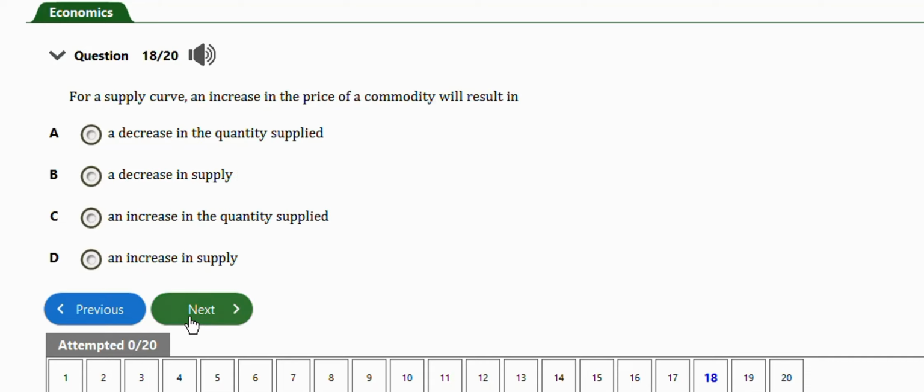Next question is one. It says for a supply curve, an increase in the price of a commodity results in an increase in the quantity supplied. Option C, basic law of supply. The law of supply simply states that the higher the price, the higher the quantity supplied. The lower the price, the lower the quantity supplied. So this is the basic law of supply.